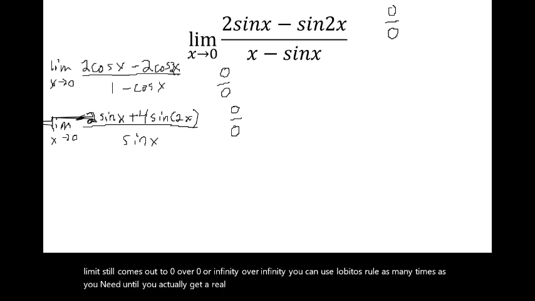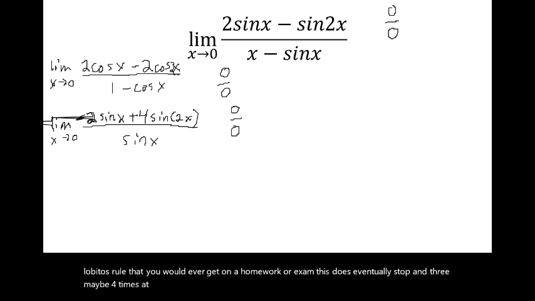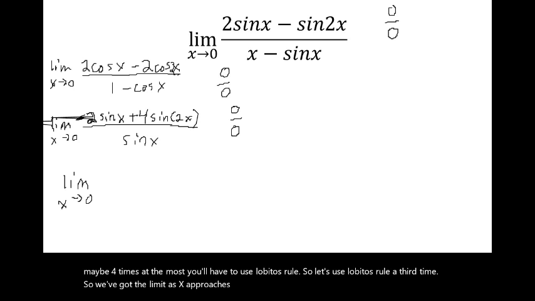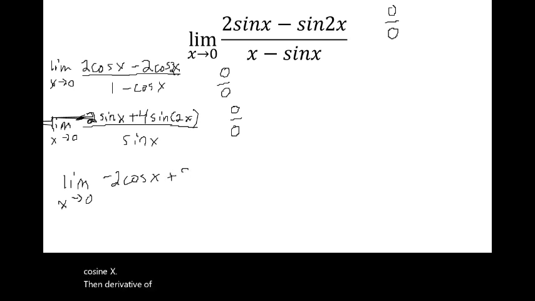And I promise that any question that involves L'Hopital's rule that you would ever get on a homework or exam, this does eventually stop. And 3, maybe 4 times at the most, you'll have to use L'Hopital's rule. So let's use L'Hopital's rule a third time. So we've got the limit as x approaches 0 of derivative of negative 2 sine x is negative 2 cosine x. Then derivative of 4 sine of 2x is going to be 8 sine of 2x.